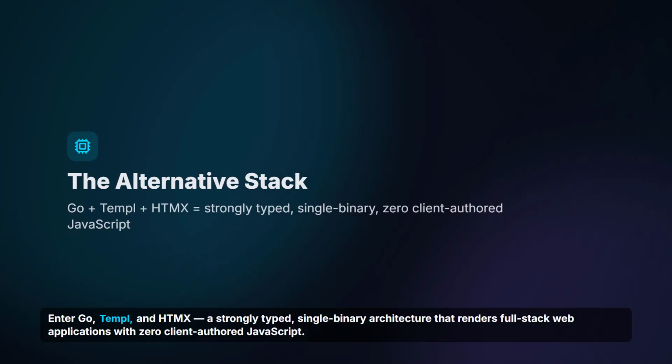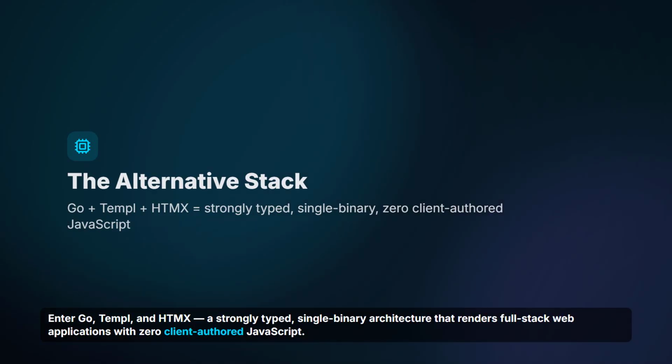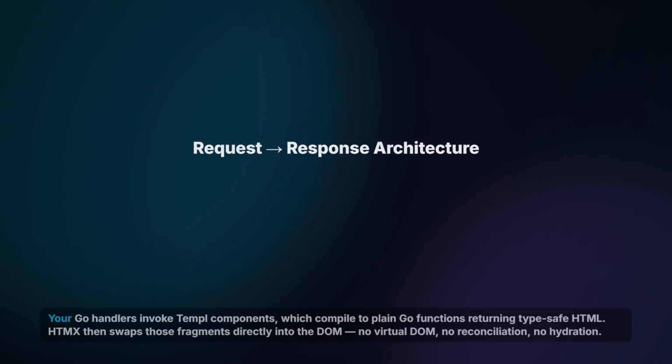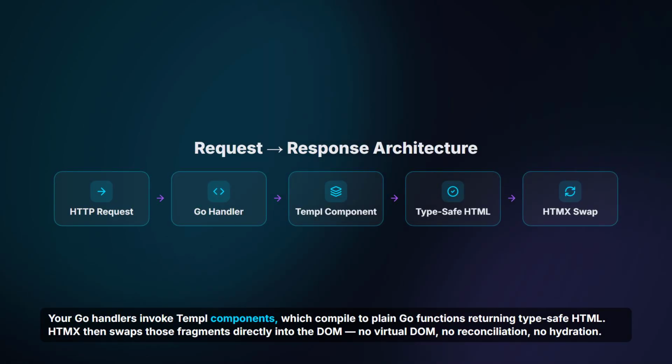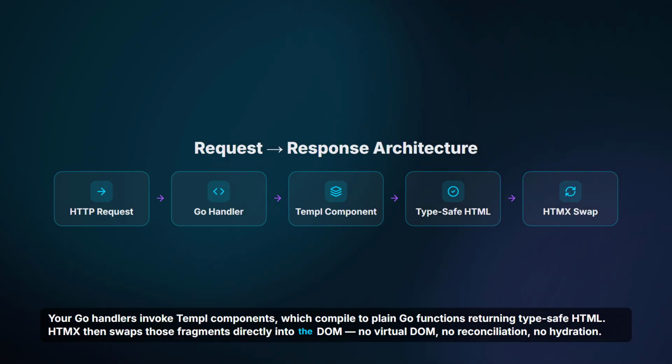Enter Go, Templ, and HTMX, a strongly typed single binary architecture that renders full-stack web applications with zero client-authored JavaScript. Your Go handlers invoke Templ components, which compile to plain Go functions returning type-safe HTML. HTMX then swaps those fragments directly into the DOM. No virtual DOM, no reconciliation, no hydration.